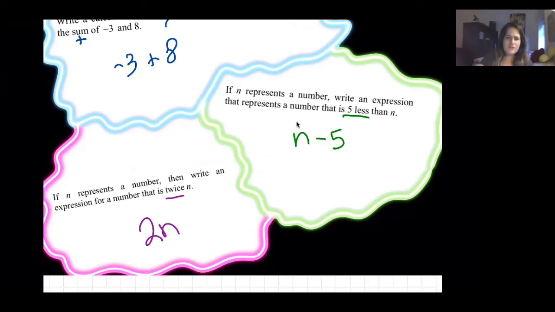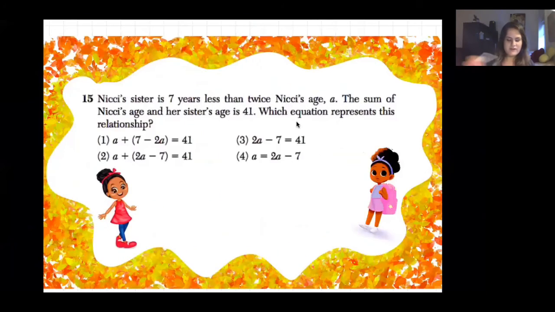Right, so let's use all 3 of these to solve our final question here. I'm actually going to read this one out, it's pretty short. So Nikki's sister is 7 years less than twice Nikki's age A. Like, whoa, big first sentence. First of all, the only thing that I know for sure is that Nikki's age is represented by A. So I have 2 little girls here. Let's say this one on the right here is Nikki.